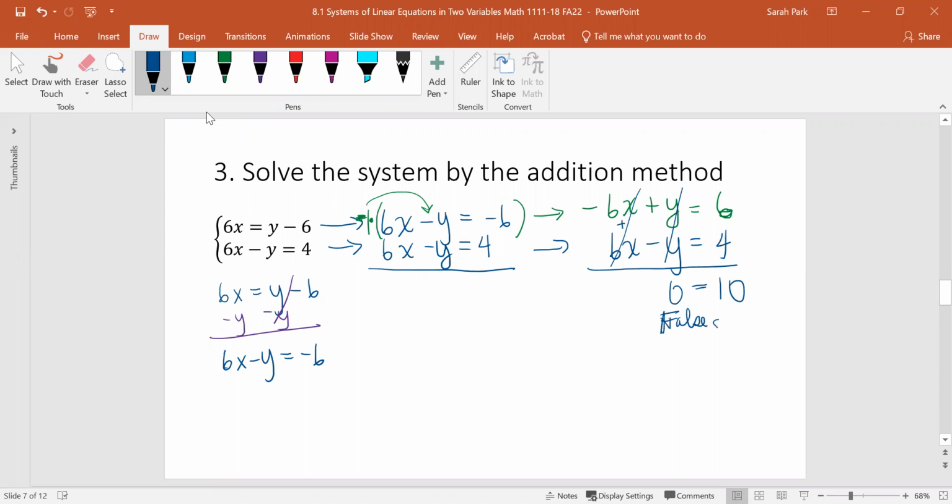So it's a false statement. What that means is these two lines never intersect. So there's no solution. Because if they were graphed, these two lines would be parallel lines. And so because these two lines, if we were to graph them, would never intersect because they're actually parallel lines, this is no solution.